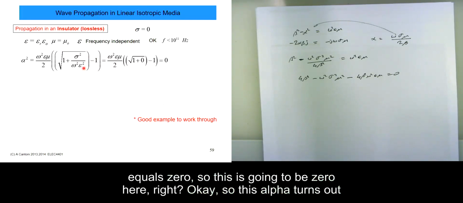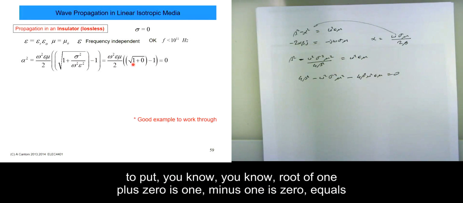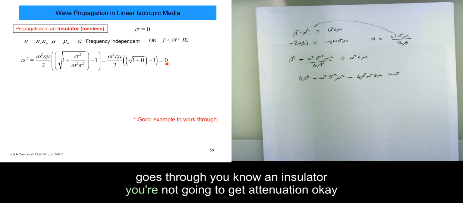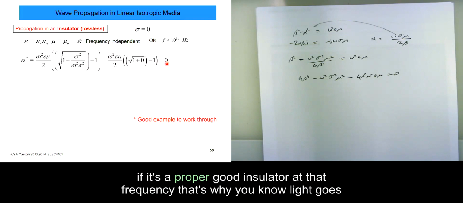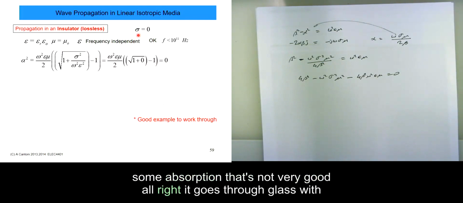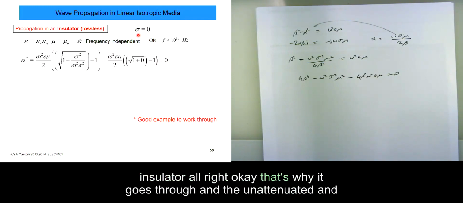So this alpha turns out, if you put in the root of 1 plus 0 is 1, minus 1 is 0, equals 0. So it's not attenuated. When a plane wave goes through a good insulator at that frequency, you're not going to get attenuation. That's why light goes through air, with a little bit of attenuation because there's some absorption, but very little. It goes through glass, an insulator, as well.